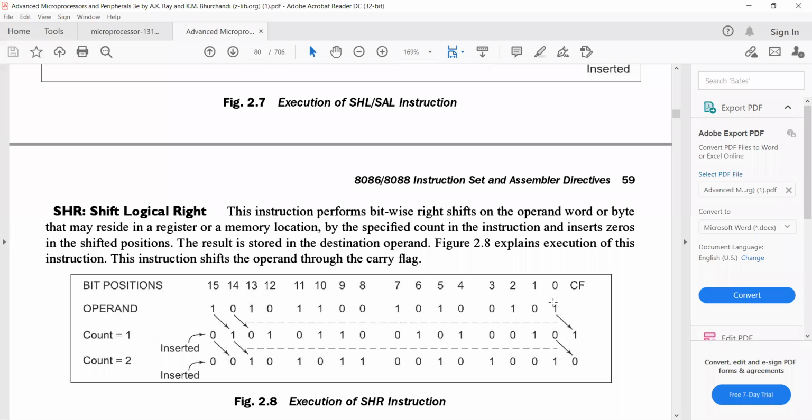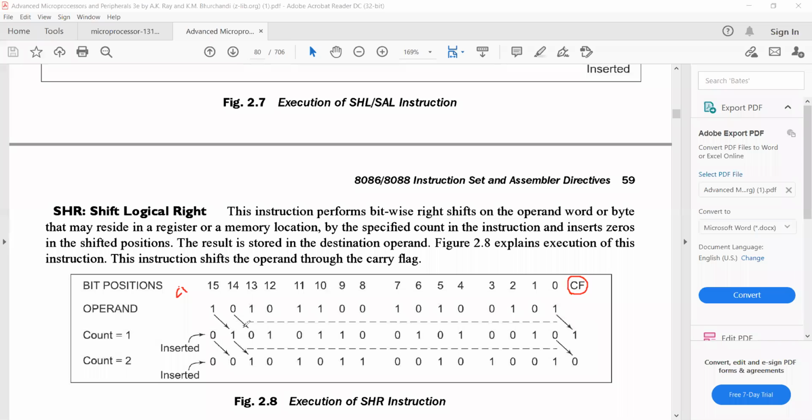You may get a doubt here, sir: where does this bit go when we are shifting left? The MSB bit will be taken into the position of the carry flag. When we are shifting left, the MSB bit will occupy the carry flag position. When we are shifting right, the LSB will occupy the carry flag position, right? That is the meaning here.